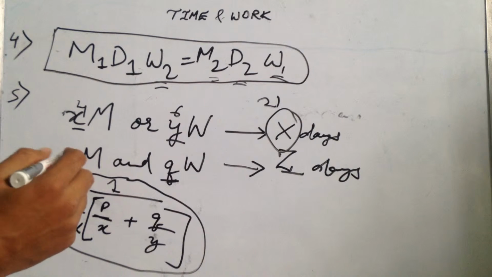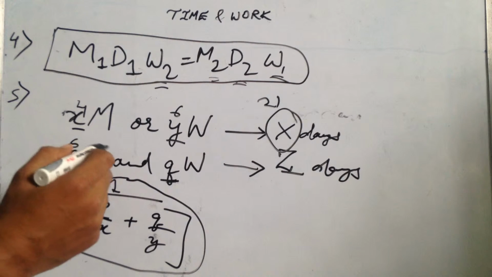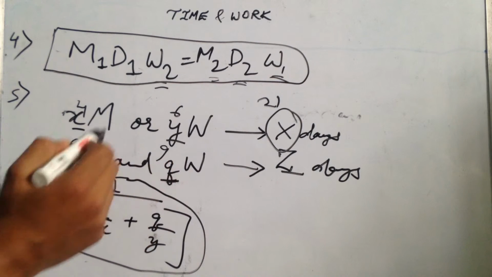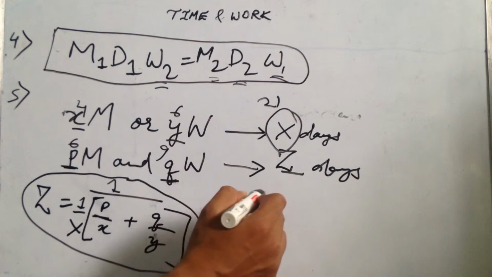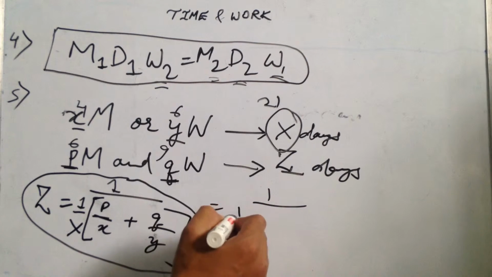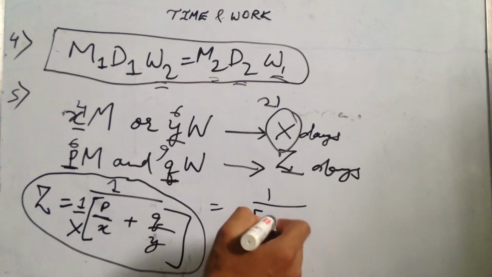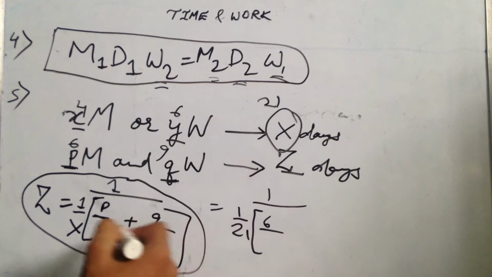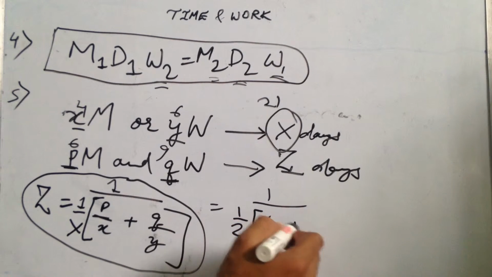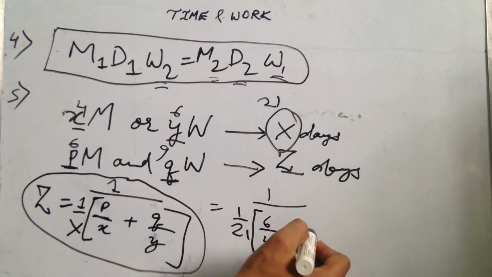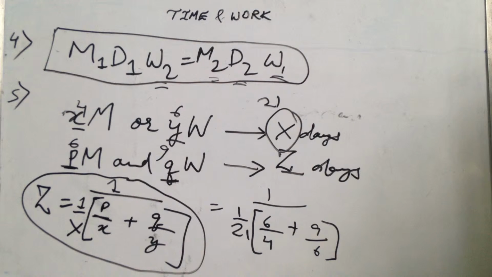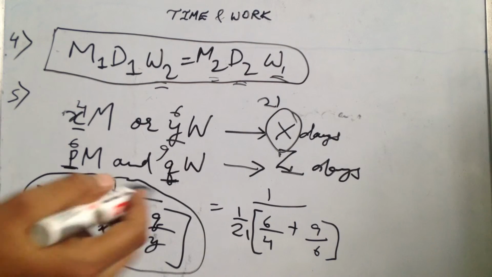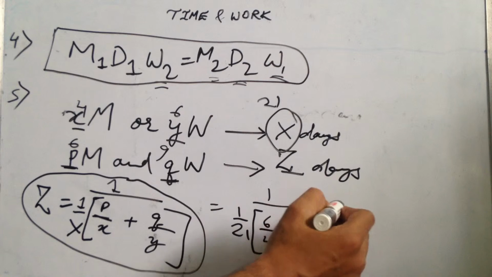Here, say P should be 6, then Q, let's take 9. Then how many days will it be? So just put in the formula 1 by 21, where P is 6, X is 4, Q is 9, and Y is 6. Okay, so you can cancel it out or directly solve it.